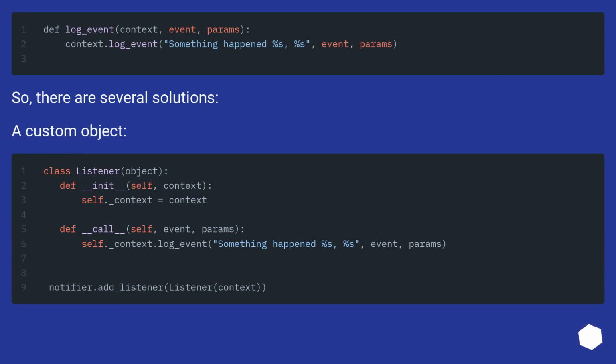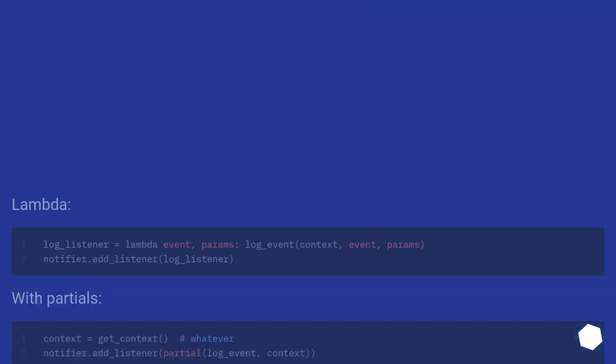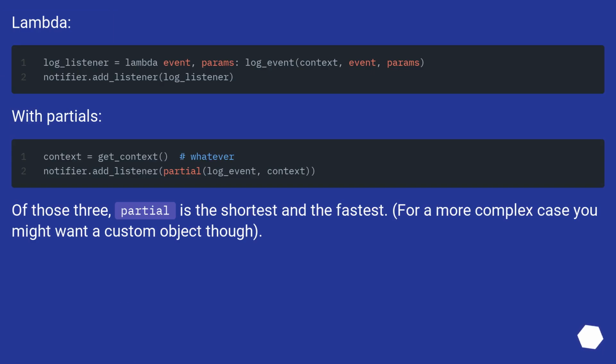So, there are several solutions: a custom object, a lambda, or with partials. Of those 3, partial is the shortest and the fastest. For a more complex case you might want a custom object though.